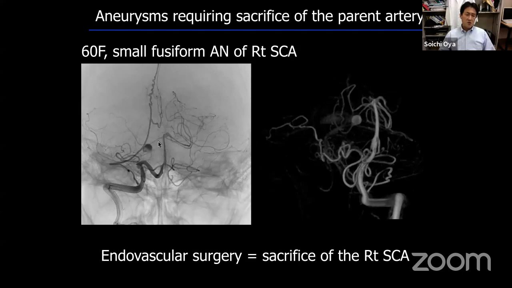Considering the disproportion between the size of the parent artery and the size of the aneurysm, I think it indicates a higher possibility of future rupture. So we had a thorough discussion about the treatment options, and our endovascular surgery team said that they would have to sacrifice the right side superior cerebral artery.